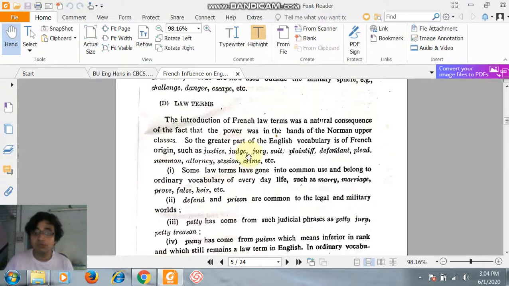Now let us discuss some of the law terms. The introduction of French law terms was a natural consequence of the fact that power was in the hands of the Norman upper class people. So various French words like justice, judge, jury, suit, plaintiff, defendant, plead, summon, attorney, session, crime. All these law terms became very popularized in the English vocabulary.